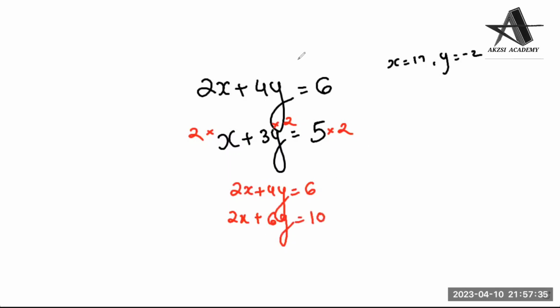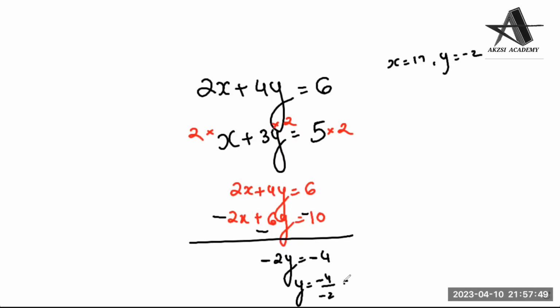Now subtract it, obviously. When you subtract it, you will get 4 minus 6, negative 2y, and 6 minus 10 is negative 4. So y equals minus 4 by minus 2, which is positive 2.